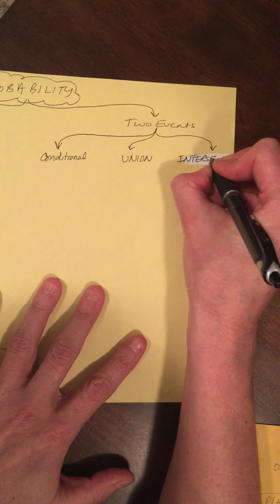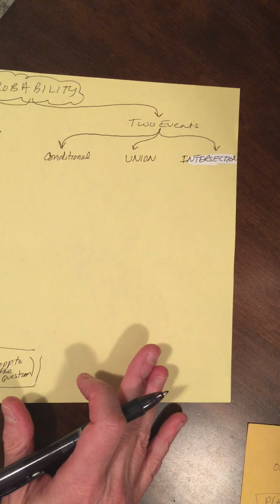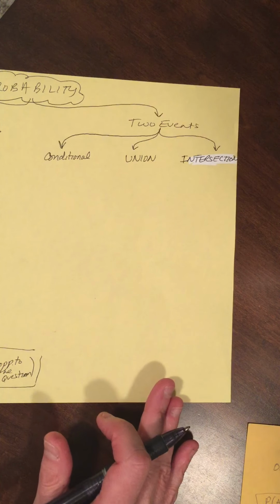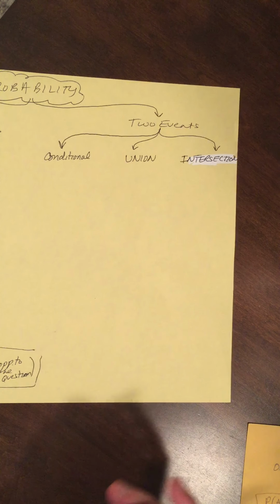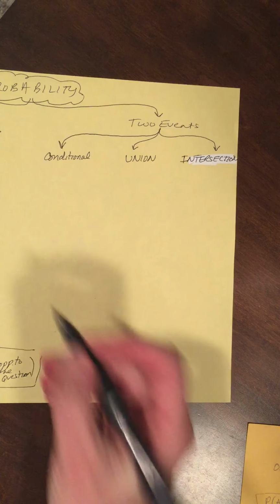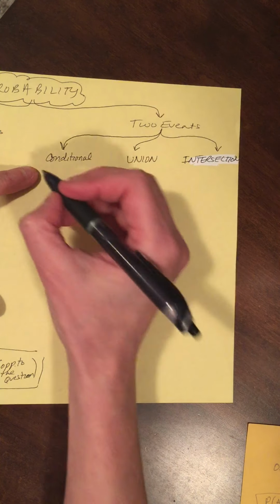There we go. All terms that you're quite familiar with. Intersection, overlap, union, conditional. Now, let's look at what kind of follows under each of these branches.